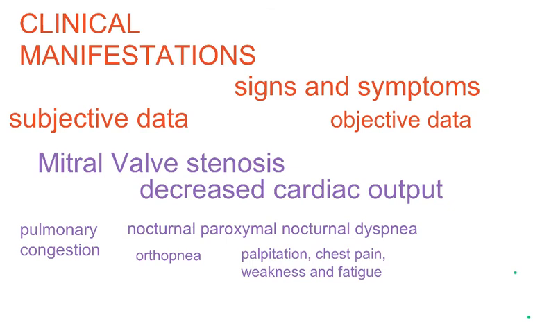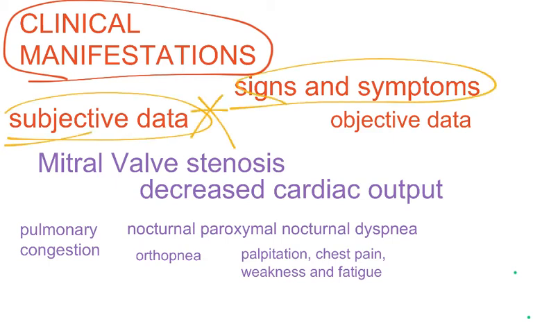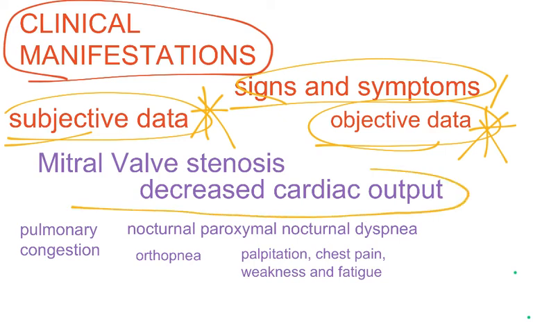Now, when we look at the clinical manifestation even a little deeper, right, we begin to understand even more. The signs and symptoms, again, are subjective data. Always understand the classic things that the patient will report to you, and objective data is what we will find on assessment. Now, mitral valve stenosis causes overall decreased cardiac output. So what are some of the things that are going to happen because of this decreased cardiac output?